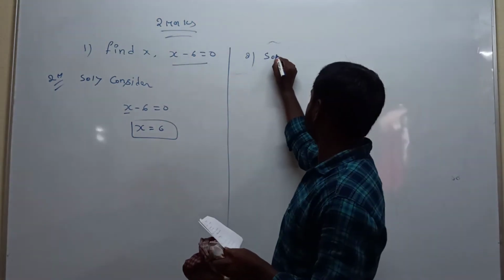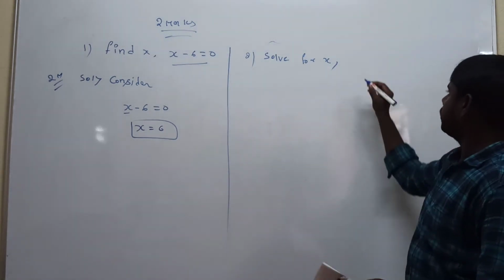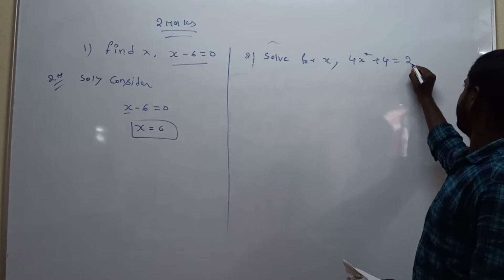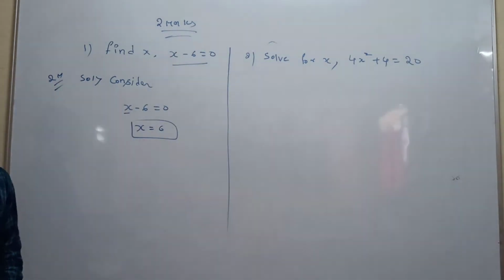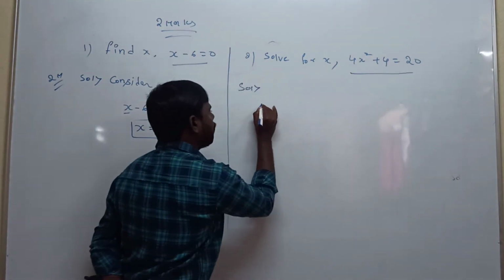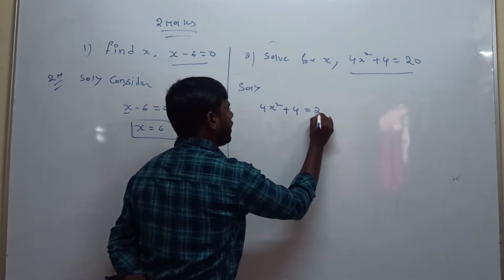Solve for x. 4x square plus 4 is equal to 20. Here also, solve for x means to find the value of x. What is the given equation? Student, as it is, consider what is the given equation? 4x square plus 4 is equal to 20.